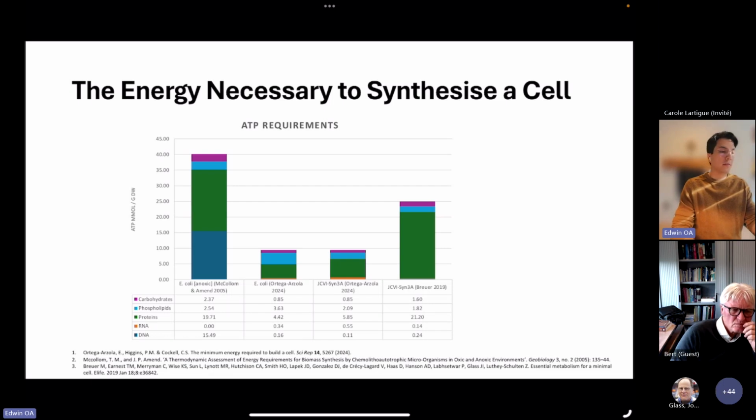Here is a comparison of 3 studies, ours and one done by McCollum and Ammons on the left. You can see this is the E. coli value, which is significantly higher than the one we obtained, around 40 millimole of ATP per gram of dry weight, and our value for E. coli is around 10 millimole of ATP. JCVI in our model is slightly less than E. coli in terms of ATP. But comparing to the value reported in Brewer 2019 for the essential metabolism of a minimal cell, we can see that the value reported is slightly higher.